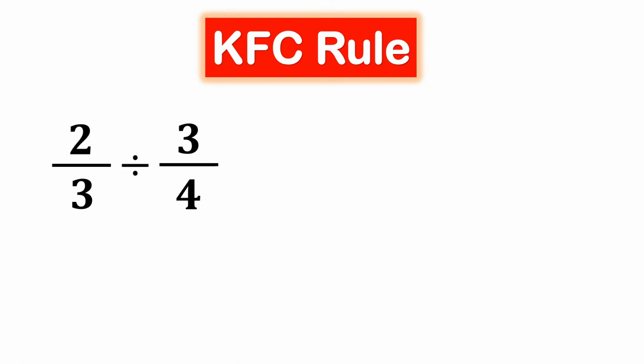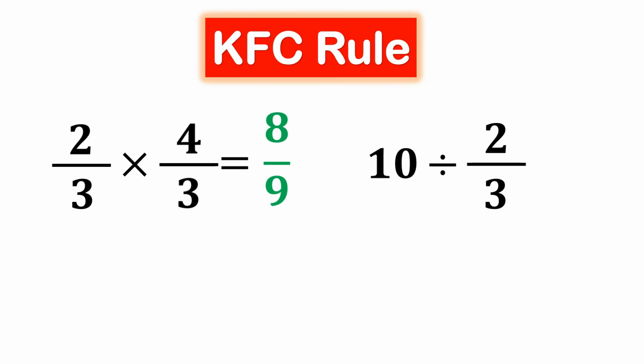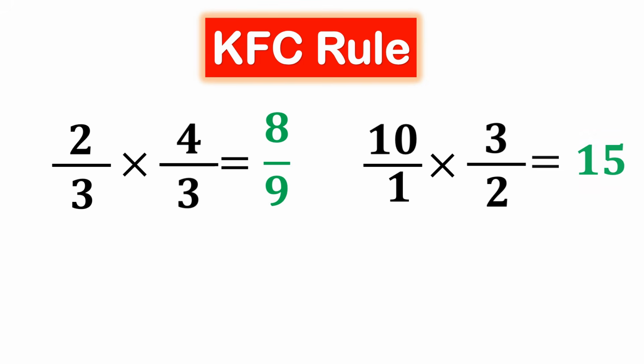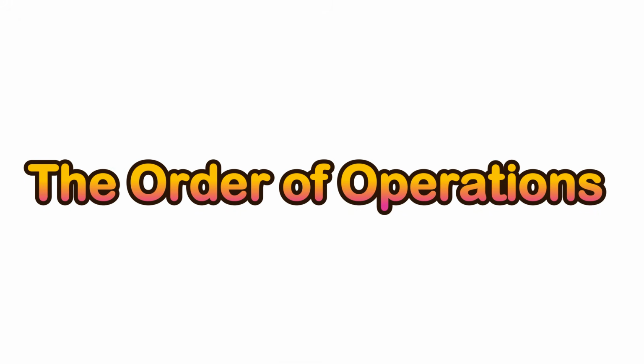Let's test it. 2/3 divided by 3/4. According to KFC, keep 2/3, flip 3/4 to 4/3, and change division to multiplication. Now just multiply across. 2 times 4 is 8, and 3 times 3 is 9. 8 over 9, simple. Even with whole numbers like 10 divided by 2/3, remember that 10 is just 10 over 1. Keep 10 over 1, flip to 3/2, and multiply. 10 times 3 is 30, divided by 2 is 15. Easy, right?